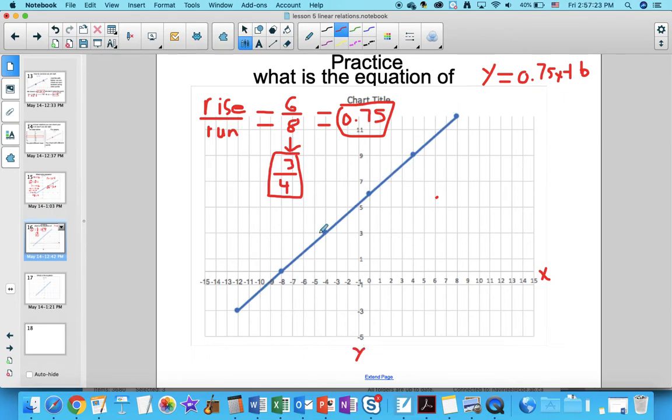Does this line cut into the y-axis? Right? Oh, the line's right here. There you go. Okay. Well, yes, it hits it right there. Okay, what is the y value there? 6. So then I just put 6 there. So it's y equals 0.75x plus 6. That looks like a b. 6.